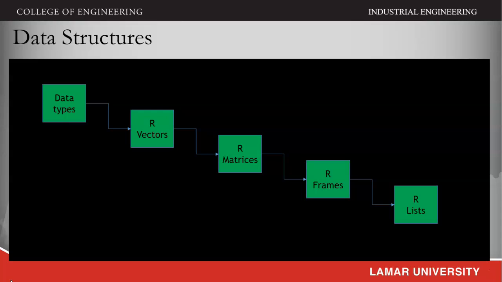So matrices are essentially two-dimensional vectors. Frames are similar to matrices, but remember, when we manipulate vectors, vectors can only have one type of data in the vector. It was either numerical or logical, or text, but we couldn't have more than one type. Matrices are the same, but they are two-dimensional. Data frames are essentially matrices that can contain, by column, different types of data information.